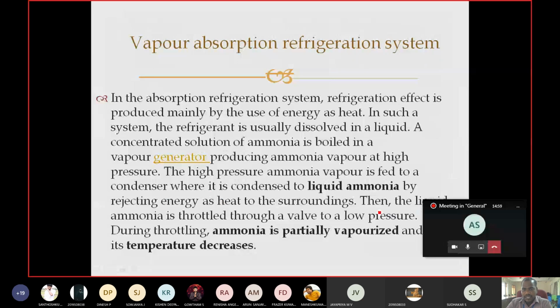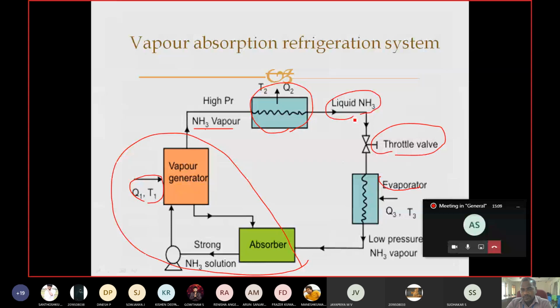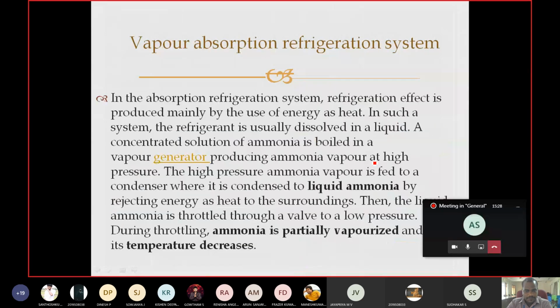So after this condensation, we can get the liquid ammonia with high pressure. So we have to reduce the pressure with the use of this throttle valve. So the inlet of the throttle valve will be liquid ammonia with high pressure. Then the exit will be liquid ammonia with the low pressure. Right. So that liquid ammonia with low pressure will pass through this evaporator. Then during this throttling, ammonia is partially vaporized and its temperature decreases, that we know.